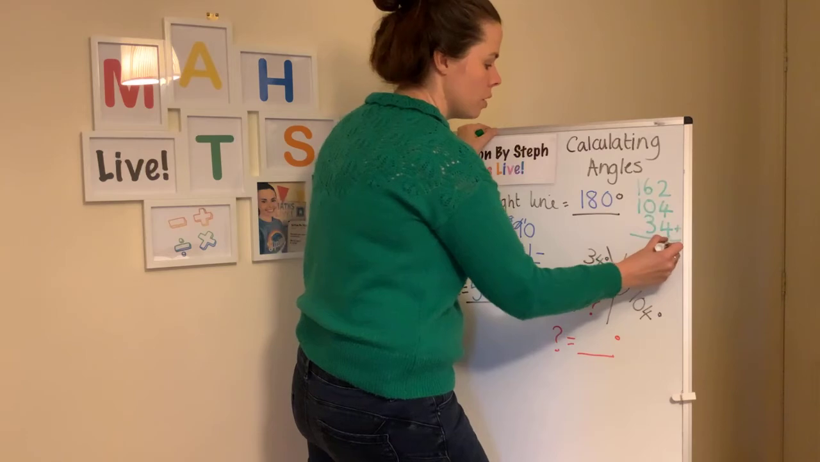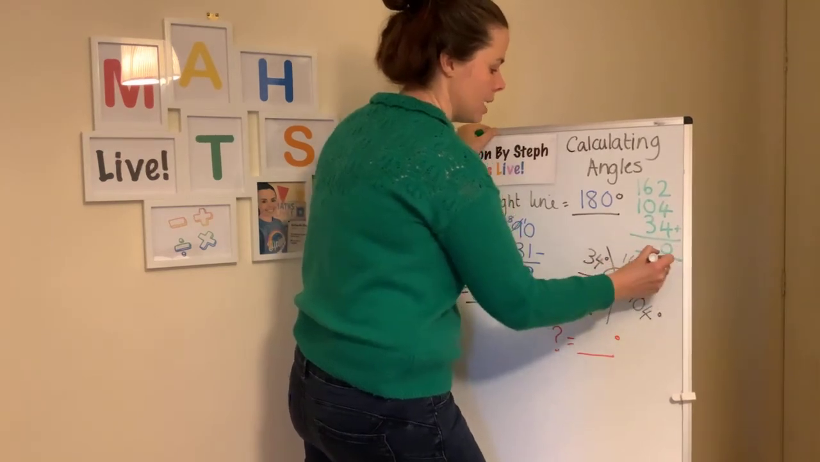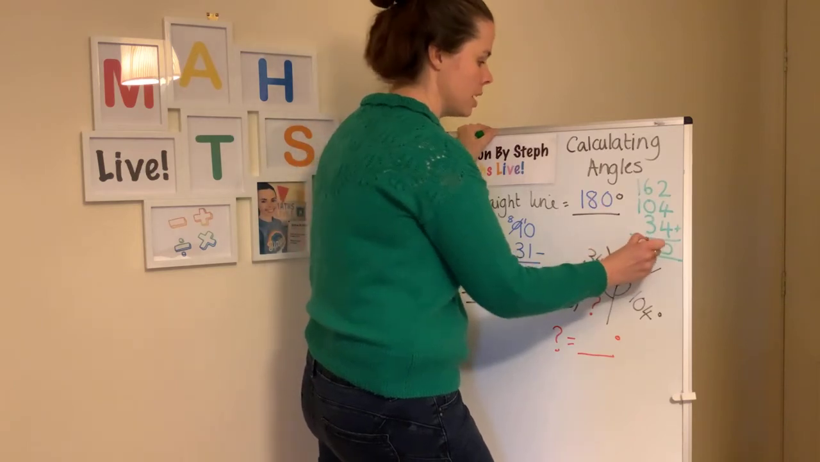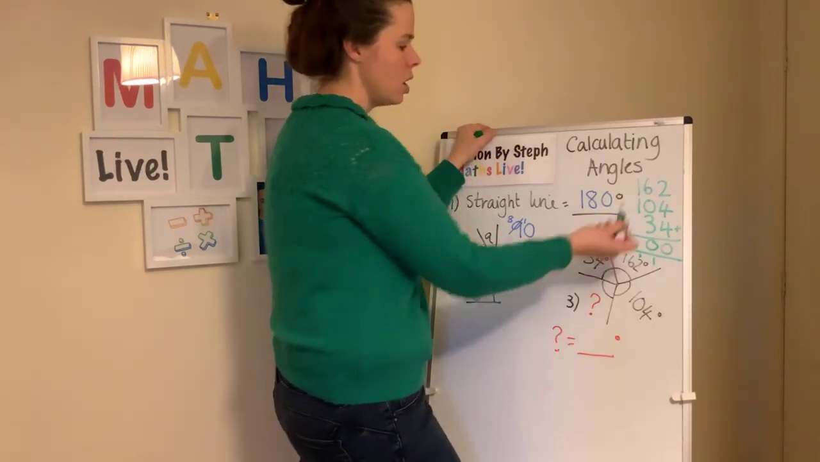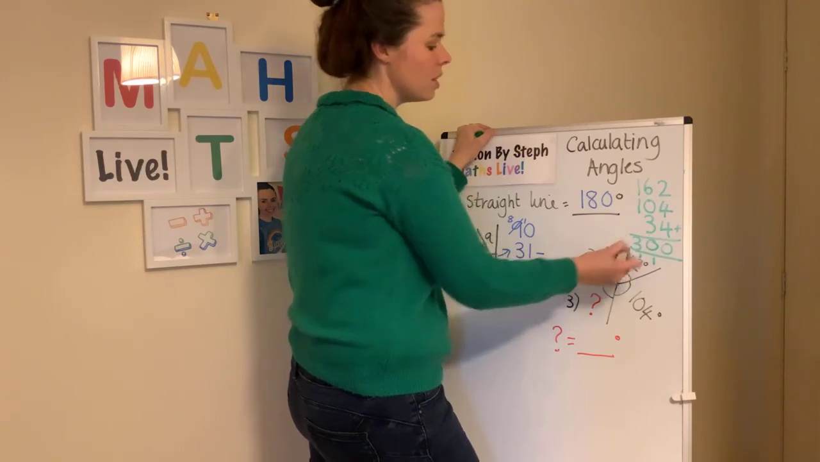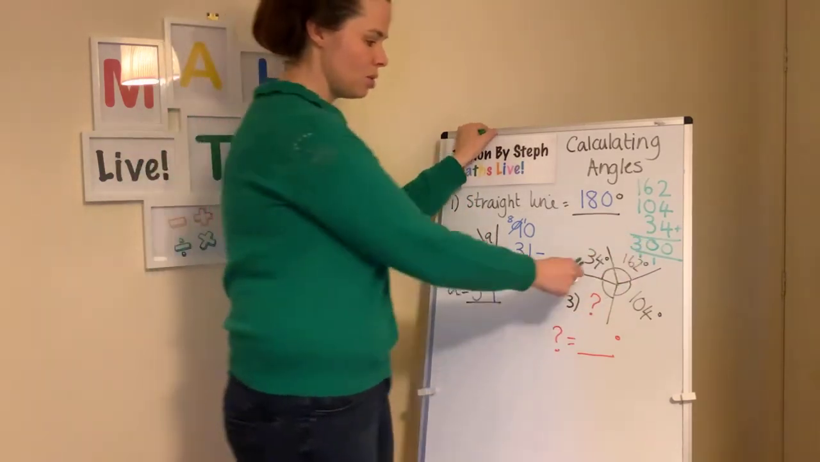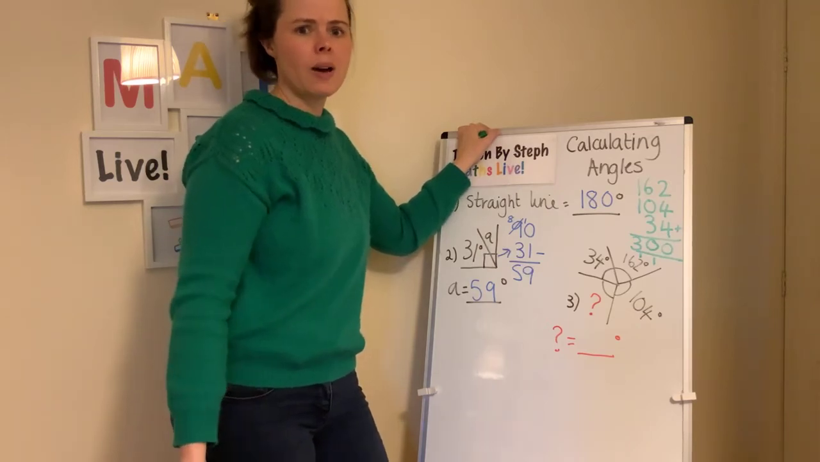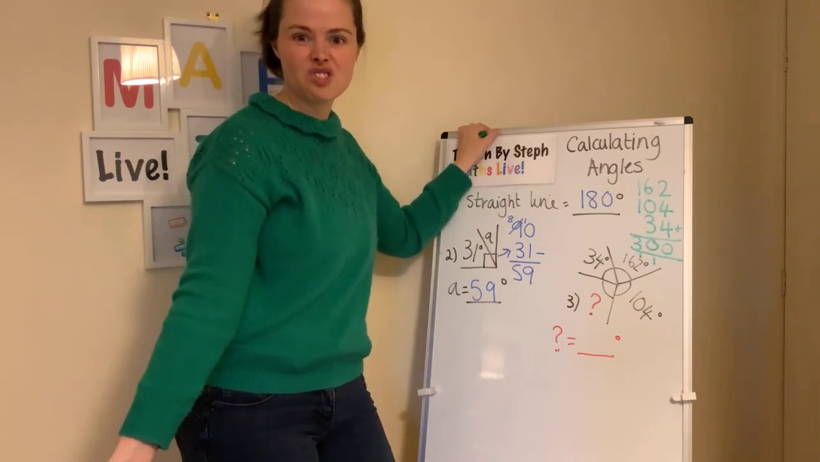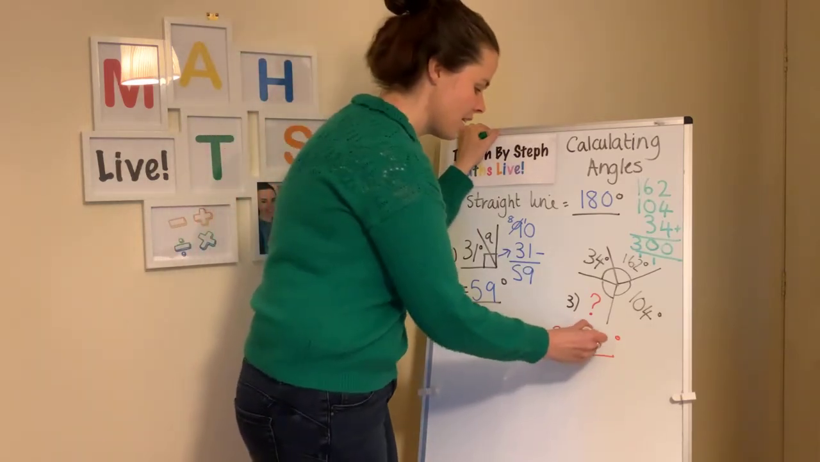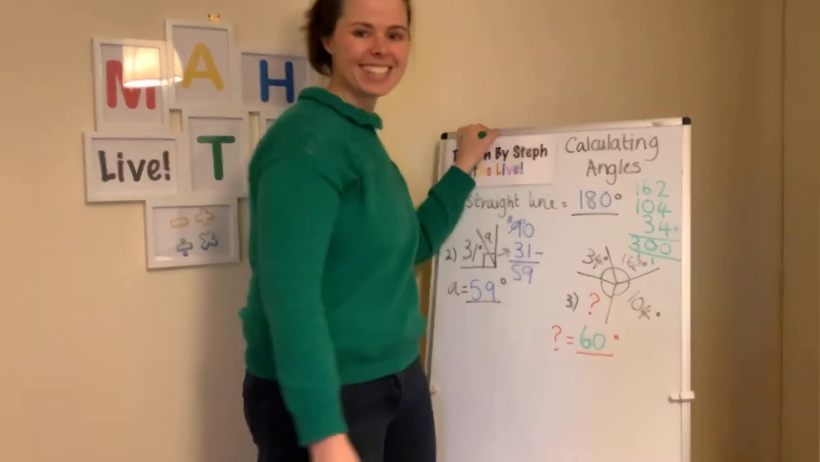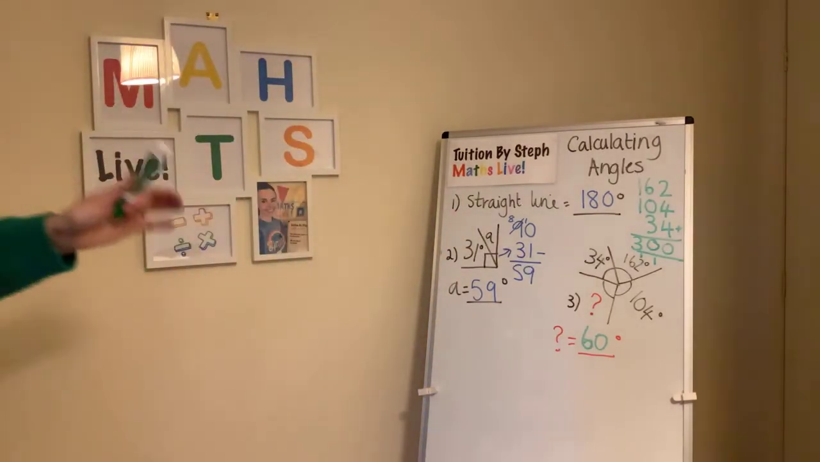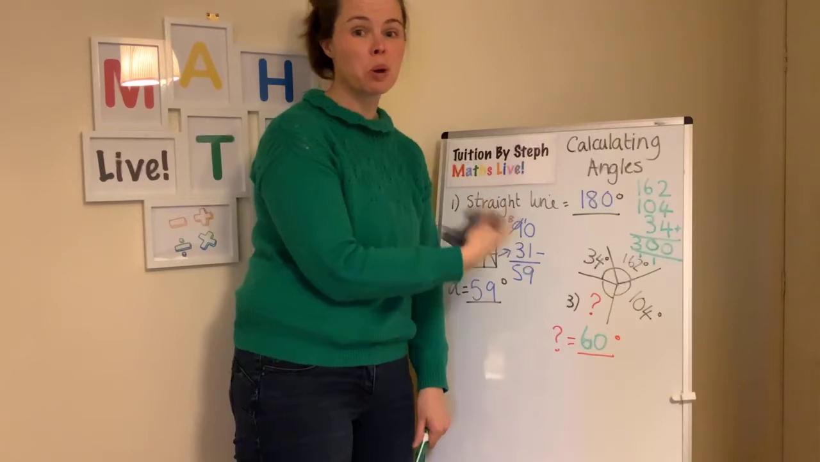So 4, 8, that makes 10, so carry the 1. 6, 7, 8, 9, that makes 10 again. Good. 1, 2, 3. Oh, look! So those 3 angles make 300 degrees. What do you add to 300 to make 360? 60! Yay! Okay, well done if you got that. Don't worry if you found it a bit tricky. It's supposed to be tricky.